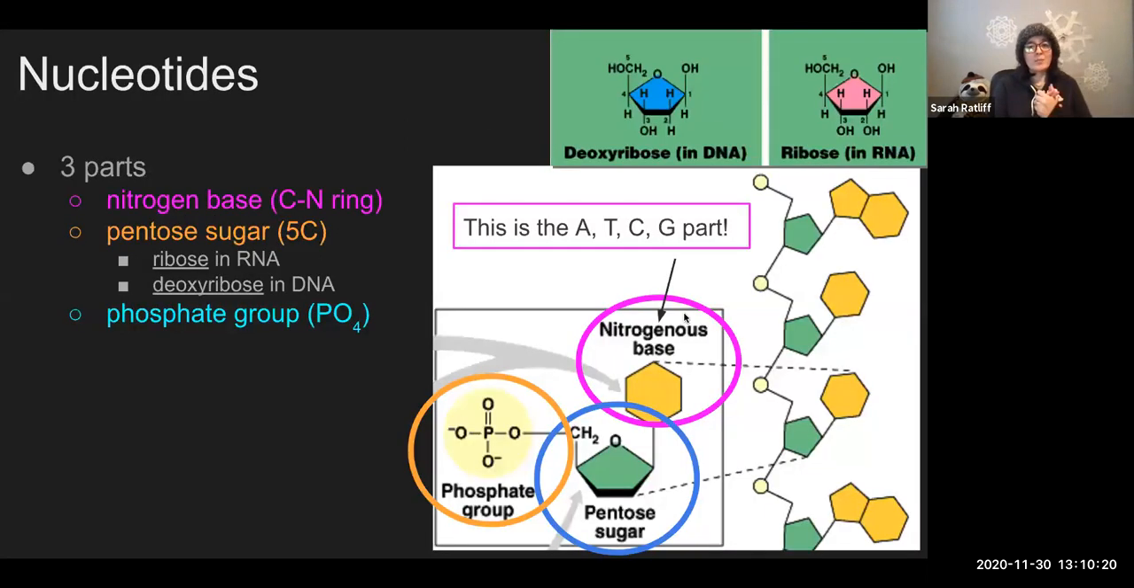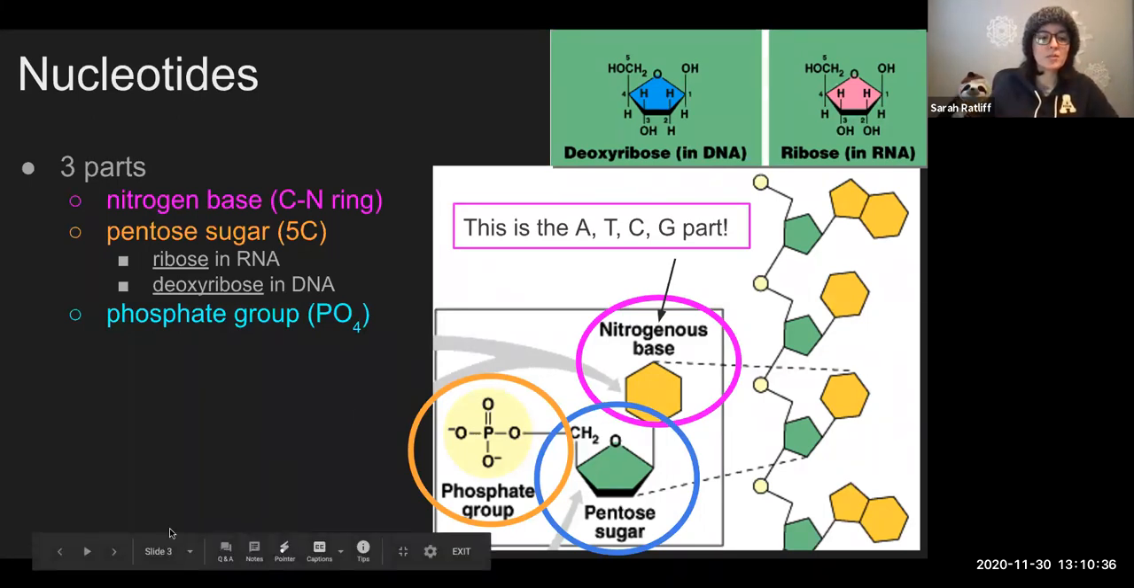Okie dokie. So these next few slides are directly from that macromolecule slideshow. Great review, but let's get into it. So each of those nucleotides, so our monomers of our polymer DNA, has three parts to it. We have that nitrogen base.